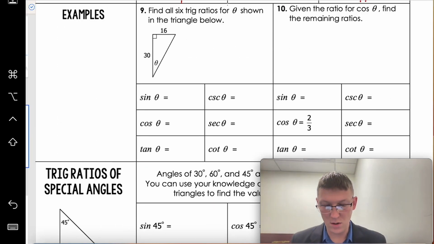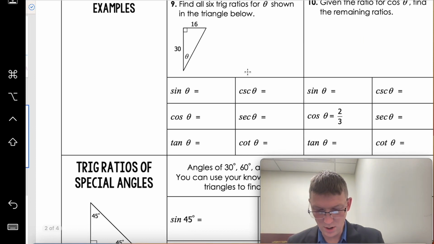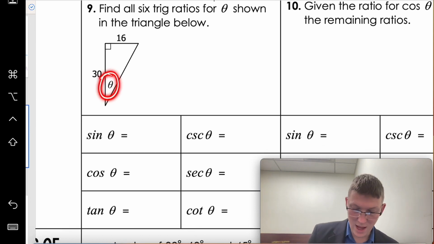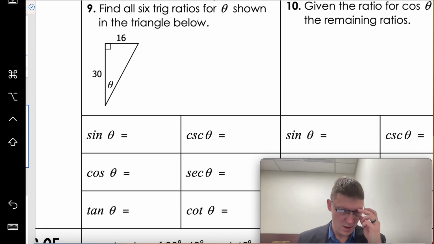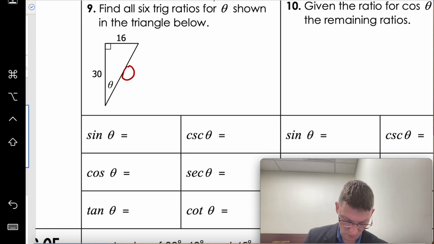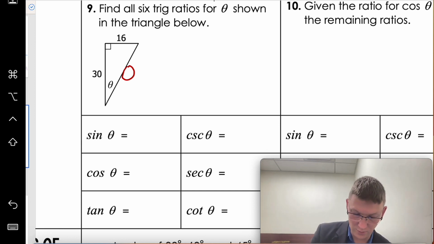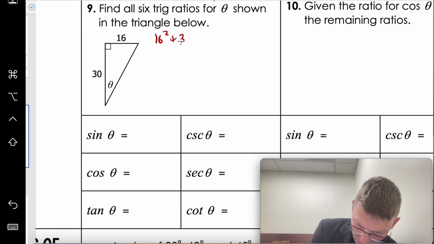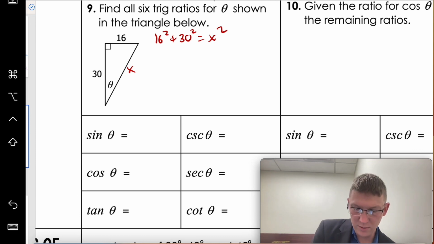Okay, let's put it all together using number 9 here. So we have a triangle with a theta. We are going to find all 6 trig ratios for theta shown in the triangle. So first of all, we need to know what this value is. In order to figure that out, we're going to use from earlier in this lesson our Pythagorean theorem. So we can do 16 squared plus 30 squared equals x squared. We're going to turn both those into numbers. That's 256 plus 900, and that's going to equal x squared.